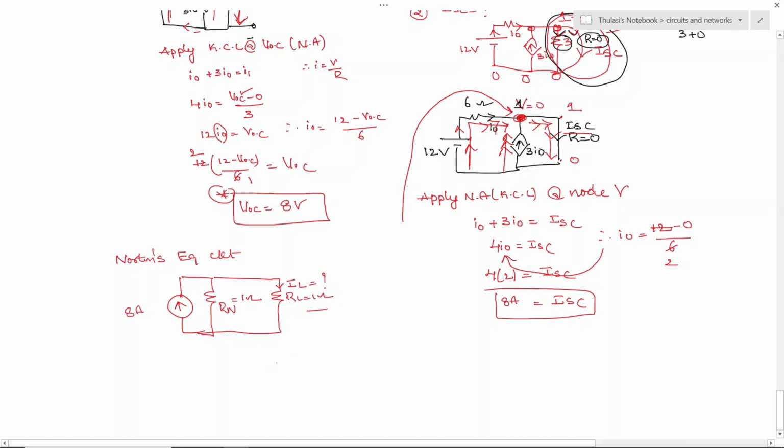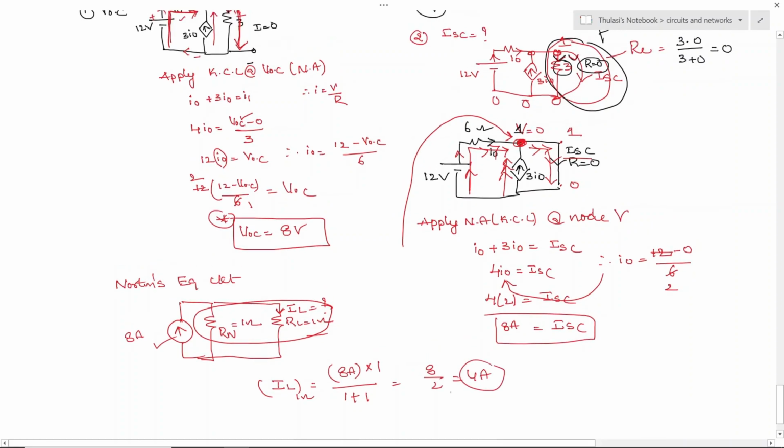Now use the current division rule to find out the current across which branch. IL is equal to total current. What is the total current? 8 amperes into, so in this branch I require the current. The branch in parallel to this branch is nothing but 1 divided by the sum of resistors which are connected in parallel. So what is the sum of the two connected? 1 plus 1, which is 2, so 8 by 2 is equal to 4 amperes is the answer.